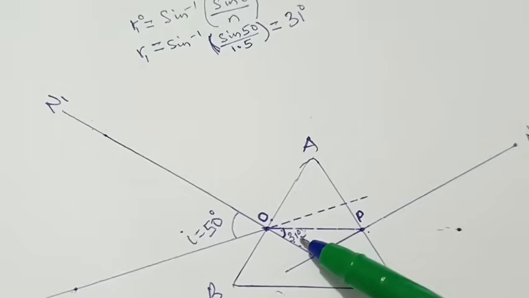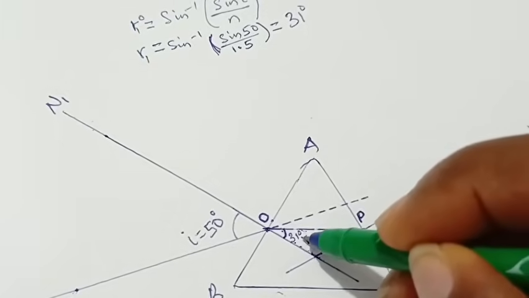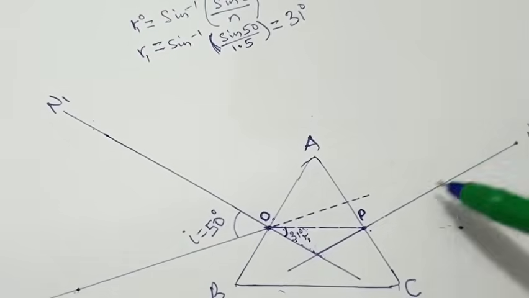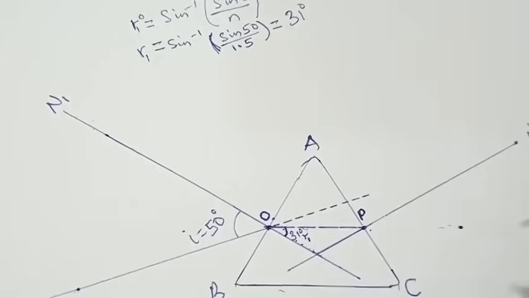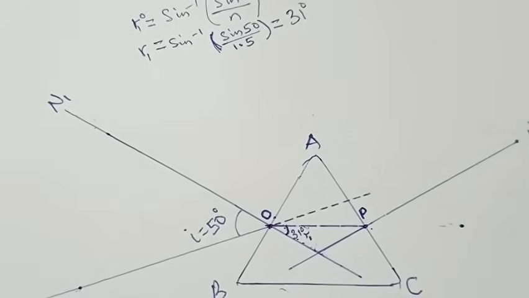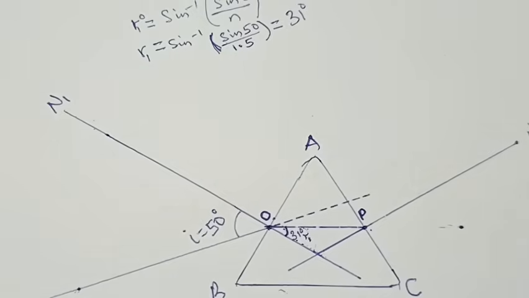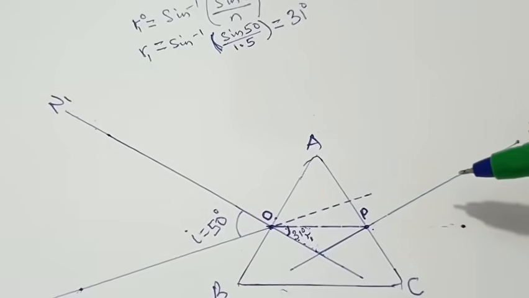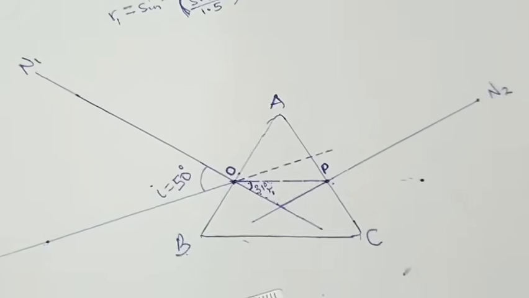So what I showed here, writing 31 degrees R1 is not necessary. Now that I have drawn the normal N2 at this point of emergence, phase AC, what I now need to do is to calculate the angle of emergence. The angle of emergence would help us to know where the emergent ray will come out through.